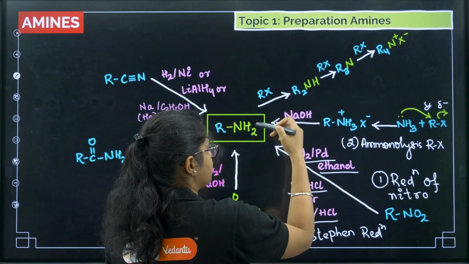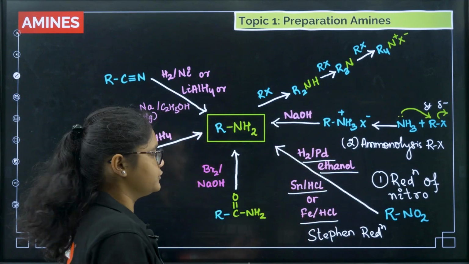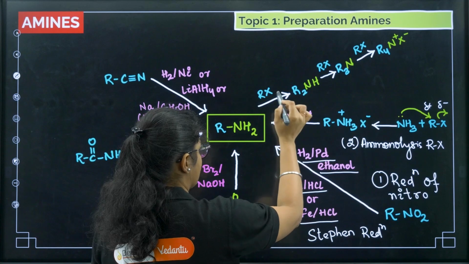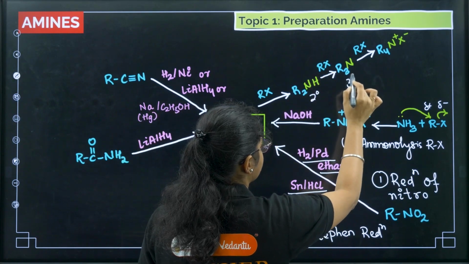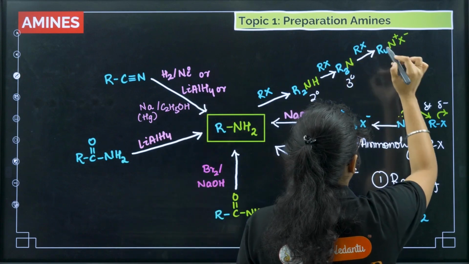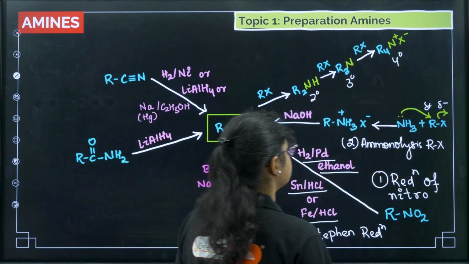Now what happens, this reaction can proceed further also. Primary amines can react with RX to give you secondary amines. Secondary amines can react with RX to give you tertiary amines. Tertiary amines can react with RX to give you quaternary ammonium salts.